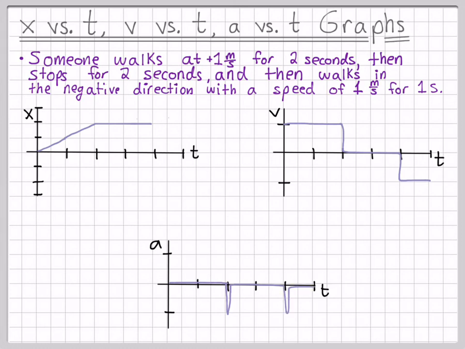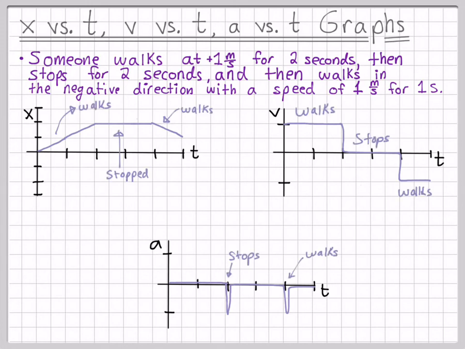So we know that our acceleration is going to spike down to negative 1 meter per second squared just momentarily once again. And over the 1 second, we would walk 1 meter in the negative direction. So our position versus time graph will look like this. And once again, it's important that we label all important events also within the graphs.